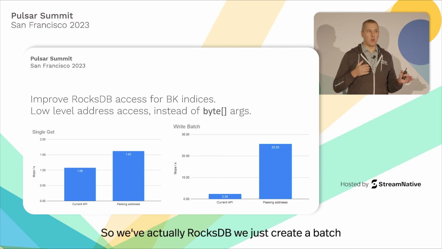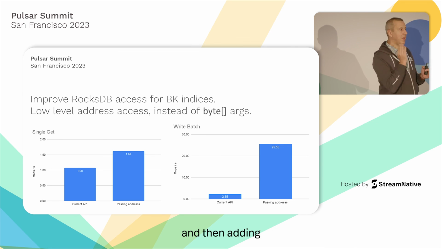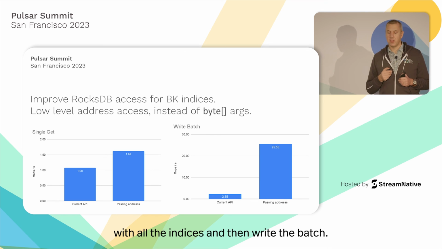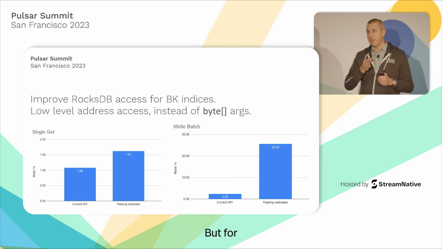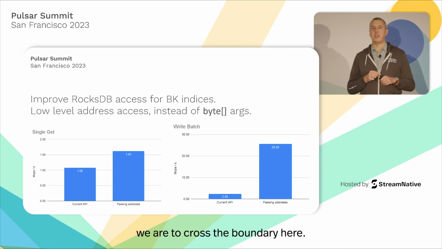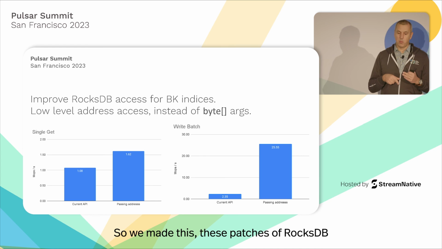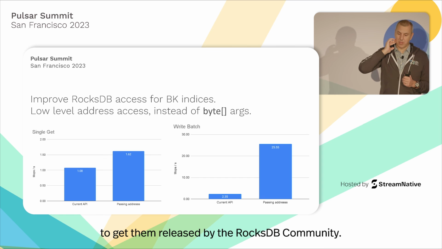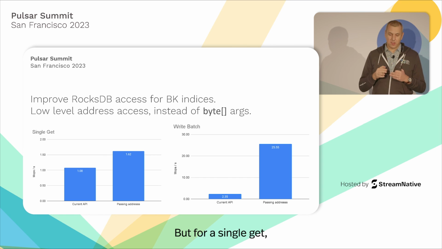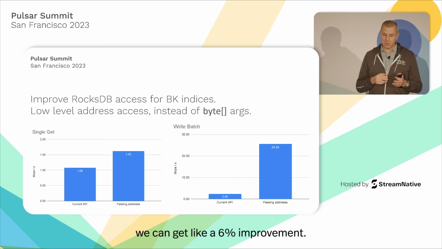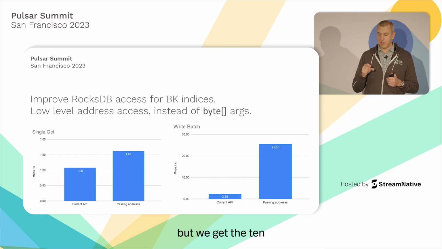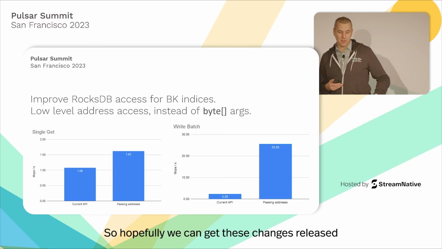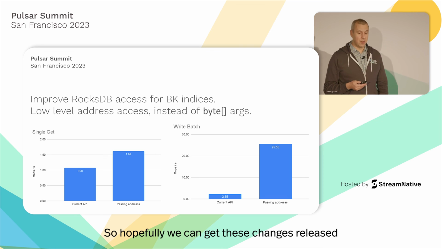And this is especially important when doing a write batch. So when we write to RocksDB, we just create a batch and then add many small entries with all the indices and then write the batch. But for each and every item, we have to cross the JNI boundary. So we made these patches of RocksDB, which we are trying to get released by the RocksDB community. But for a single get, we can get like a 60% improvement, and we get a 10x improvement when adding on a single batch. So hopefully we can get these changes released very soon.